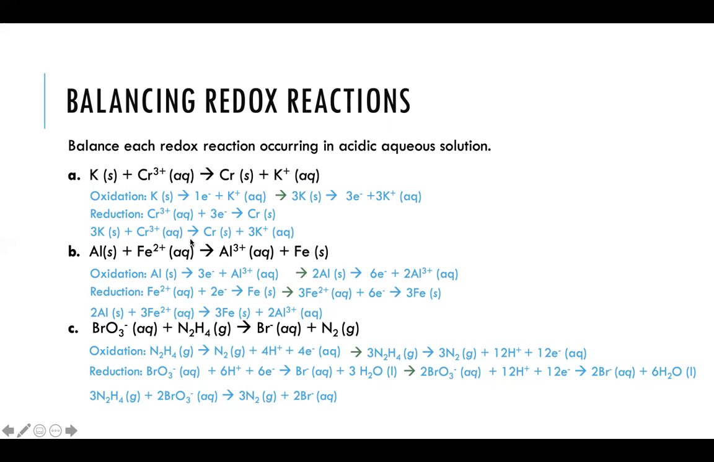Wait, so you're adding 3 electrons to the K? Is that what you're doing? I'm sorry, for the oxidation part. Oh wait, no, you're taking away. Sorry. Yeah, so you're losing electrons, that way your K is actually becoming more positive.